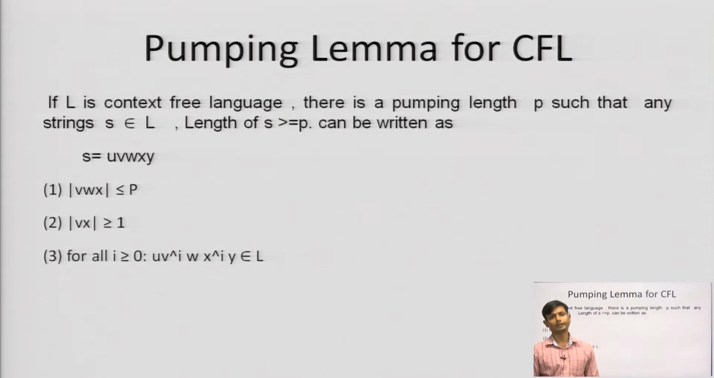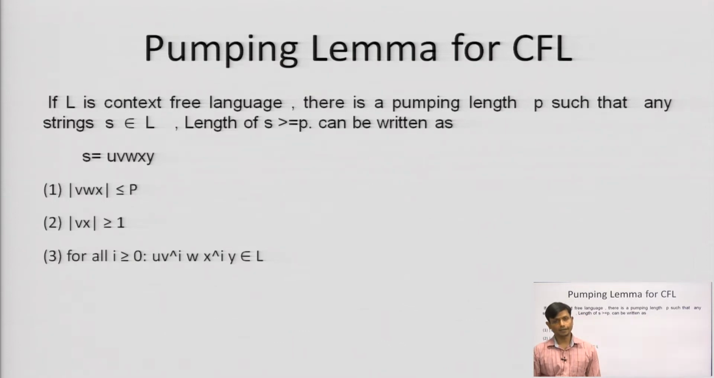Here we divide the string into 5 parts. If you remember, in regular languages we divided the string into 3 parts, U V W. Here it is U V W X Y. If it is a context free language, then it must satisfy these 3 properties. If it is not context free, then at least one of these 3 properties will be violated. So, we will check that.